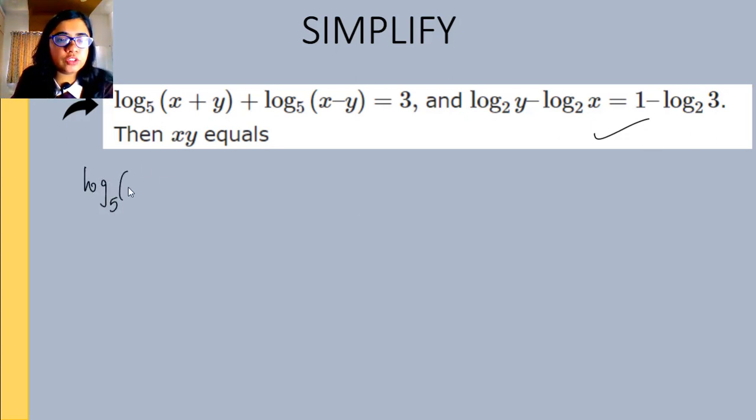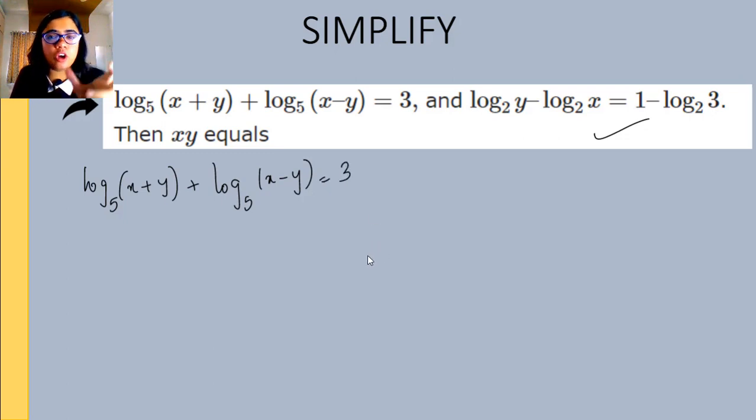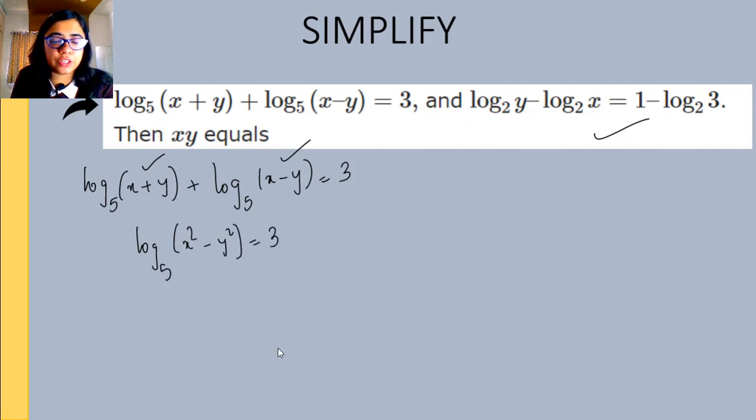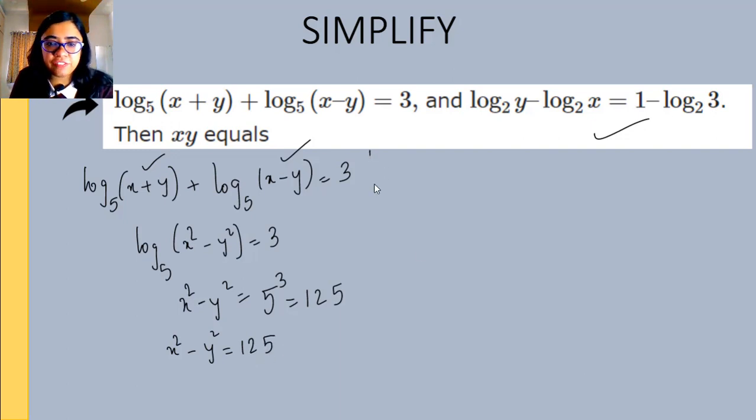You have log to the base 5 of (x plus y) plus log to the base 5 of (x minus y). This is 3. You know log a plus log b is log ab. They get multiplied. You have (x plus y) into (x minus y), which will become x square minus y square, to the base 5 is equal to 3. Take the anti-log. So you will have x square minus y square is equal to 5 raised to 3, which is 125. So basically the difference of the squares is 125. This is the first part.